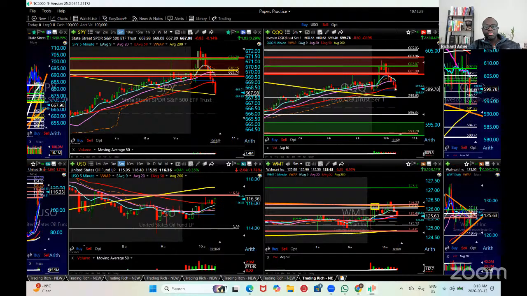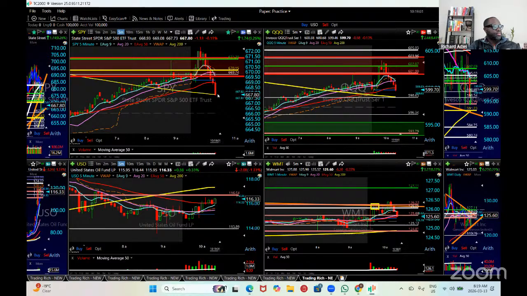Let's see if this holds. I need this to break and confirm, but this is really weak. SPY is really weak. As long as USO and oil stay green, it's going to put pressure on equities. Right? So everything's going to sell. Going to put pressure on equities.